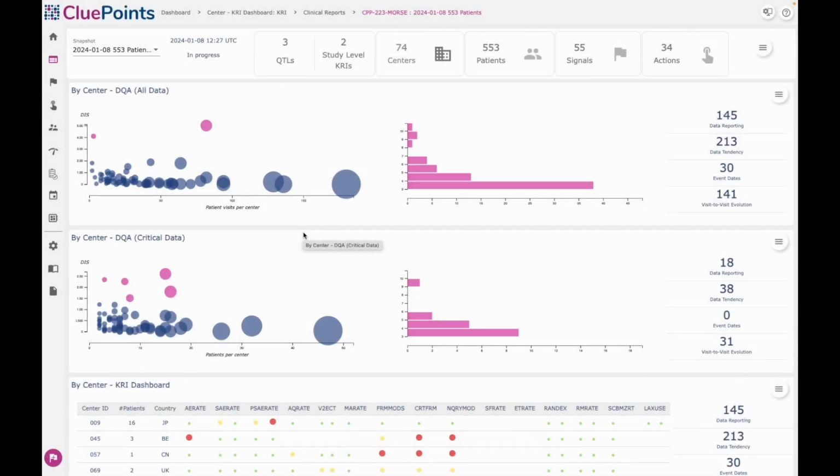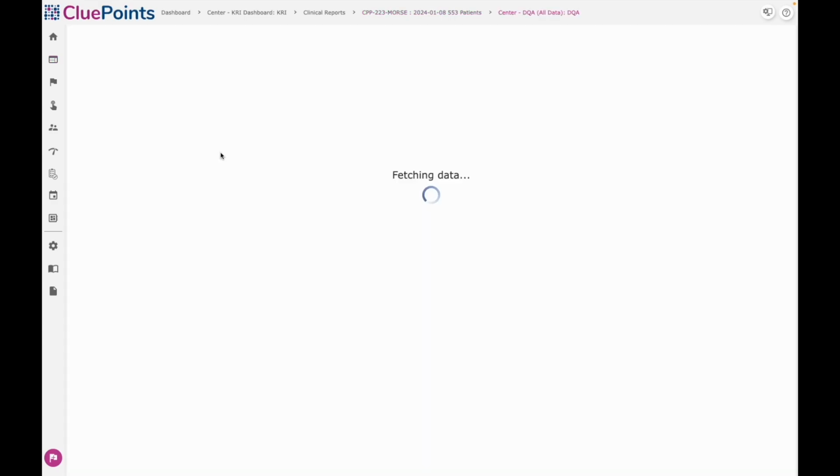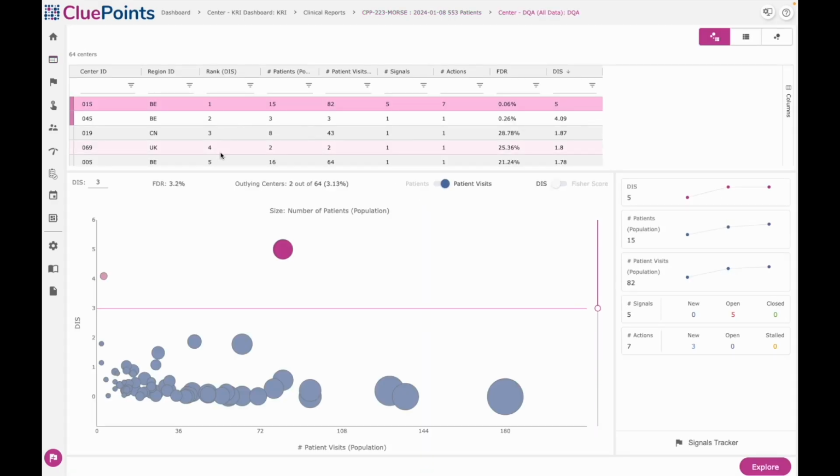The CluePoints central monitoring platform has a statistical data interrogation capability known as the Data Quality Assessment, or DQA. Using this approach, we can test all the data that you're collecting within your trial to see if we can identify atypical patterns in the data that will actually lead you to detecting operational issues on your clinical trial. This can be done at various different dimensions, but we'll take a site-based output here and drill down and look at which of the sites has the system detected unusual data patterns within.